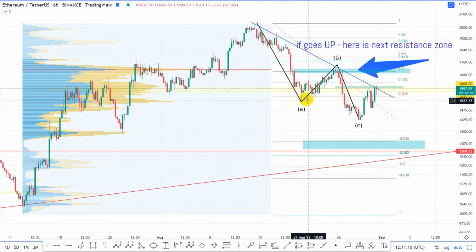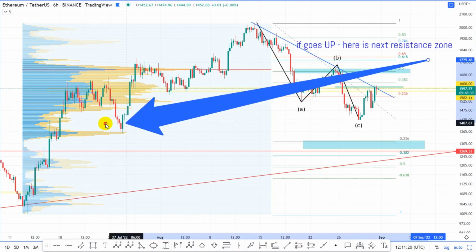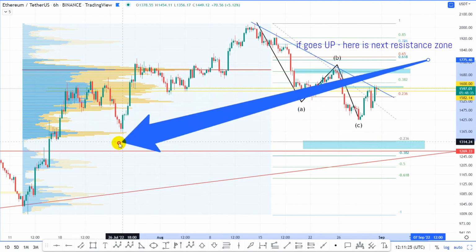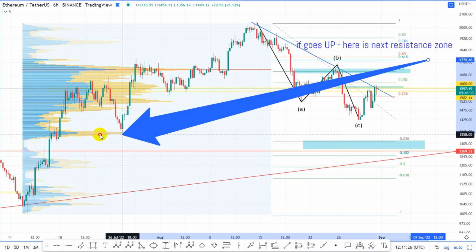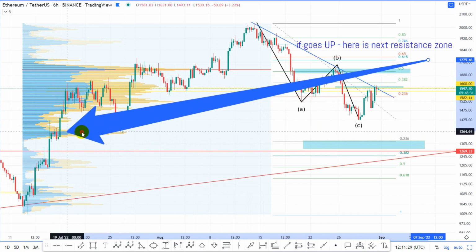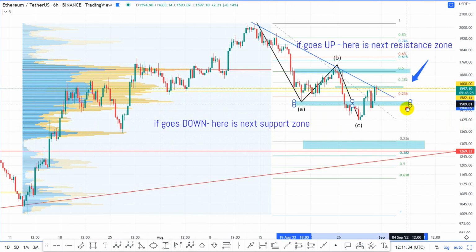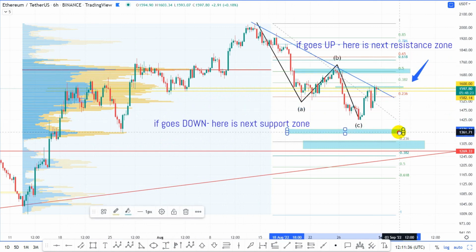Just look at it. Here is another area where we have a lot of volume being traded. So if it breaks down, and also here are some touch points, here is the place where a lot of volume has probably been traded. So if it breaks down, according to the volume profile, this will be the area where it's most likely to fall. And also notice that here's another area that we have just marked.